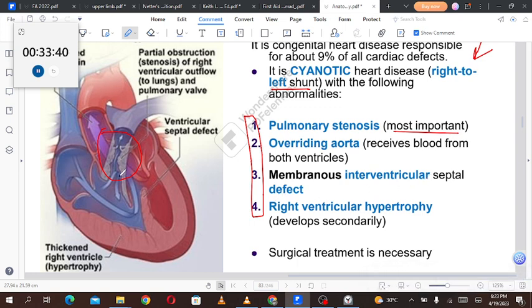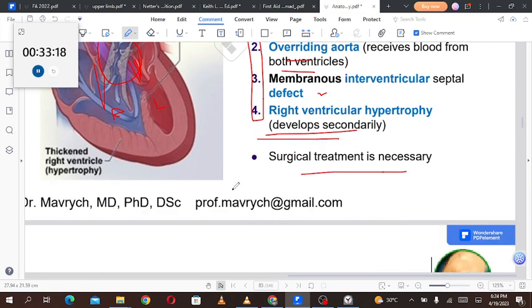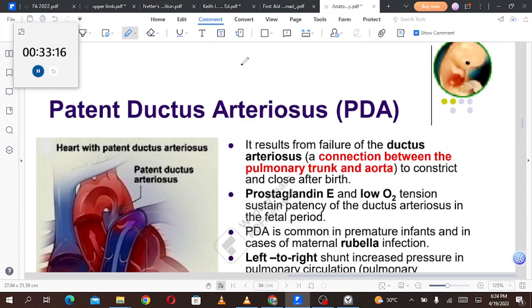So there will be a VSD and an overriding aorta that overrides both the right and left ventricles. As you can see in this picture, the aorta is overlying both of these ventricles, so that is called an overriding aorta. It receives blood from both the ventricles. There is a membranous interventricular septal defect, and right ventricular hypertrophy develops secondarily, which will also be seen. Surgical treatment is necessary.